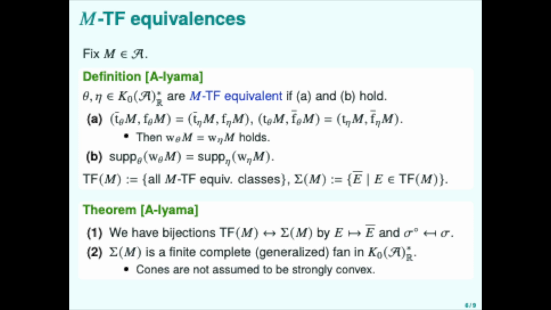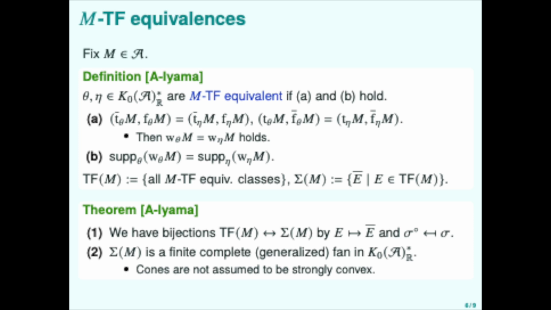And we remark that then W theta M coincides with W eta M. And in the other condition, we compare their composition factors in W theta and W eta. Namely, sub theta W theta M coincides with sub eta W eta M. And thus we set TFM as the set of all MTF equivalence classes and sigma M as the set of their closures. And then we have bijections between TFM and sigma M, by taking closures and taking the relative interiors.